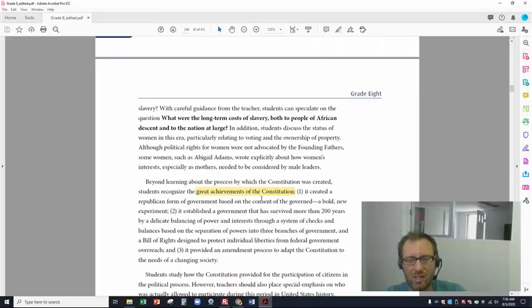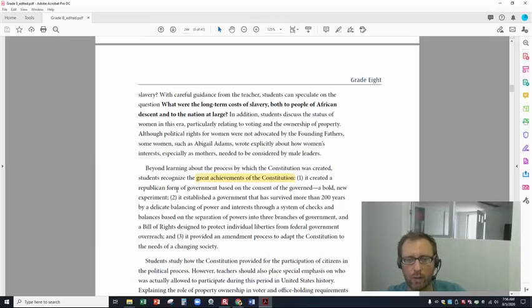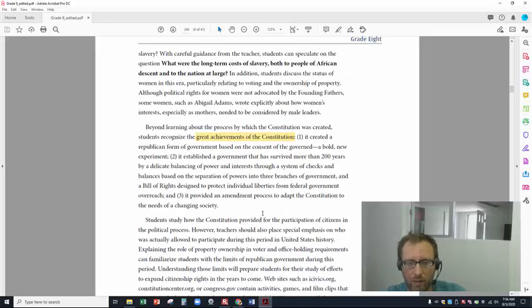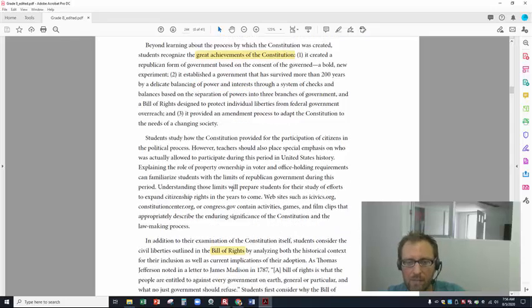And then finally, the great achievements of the Constitution, that this is grade 8 in public schools. The idea here is to create citizens, people who will want to be a part of the country, who won't want to burn the country down. And so what did it do? It created a republican form of government based on the consent of the governed, established a government that has survived and continues to survive by balancing all of these powers, and an amendment process that you can alter. It's an alterable document.